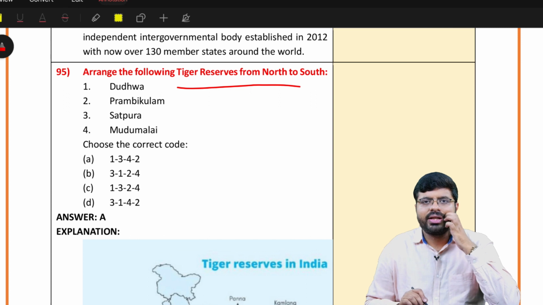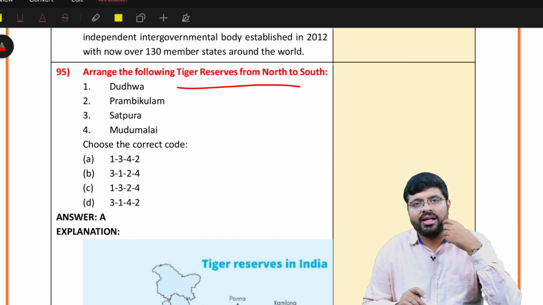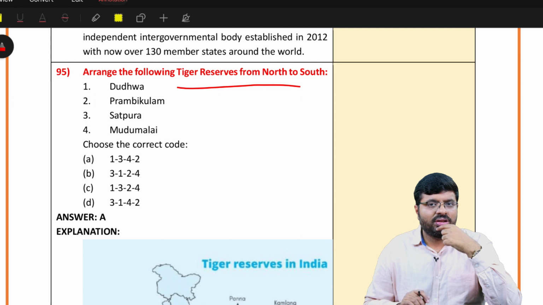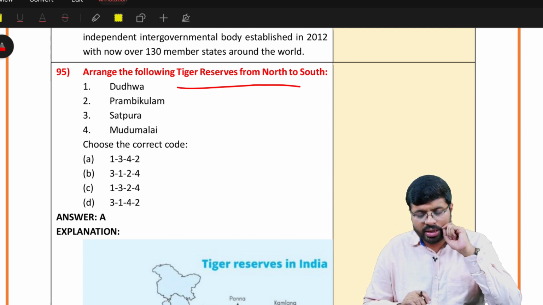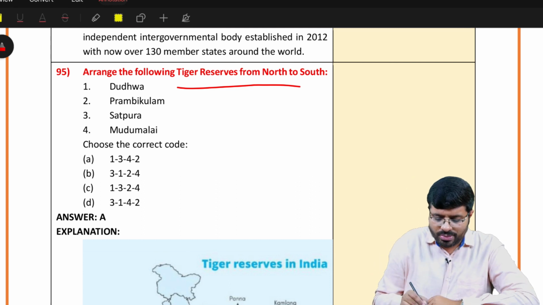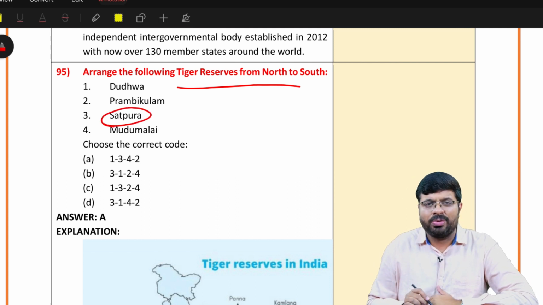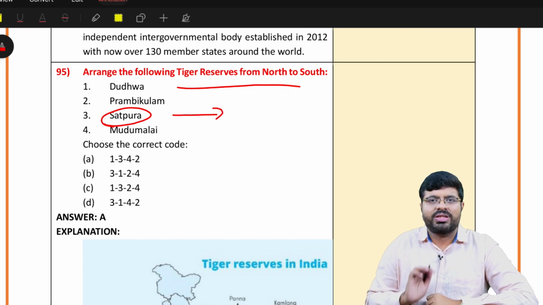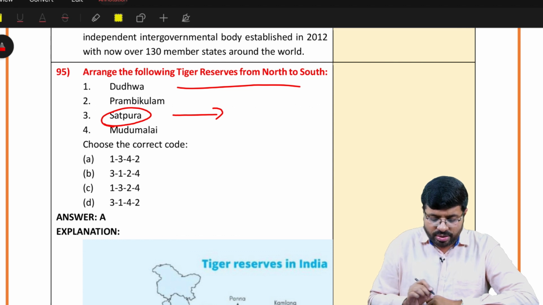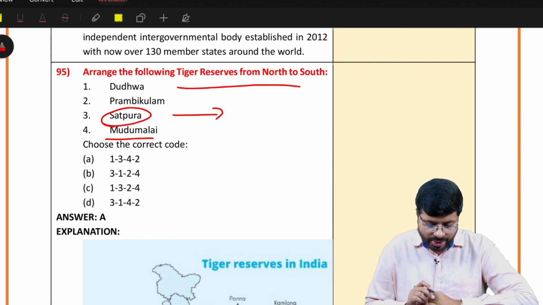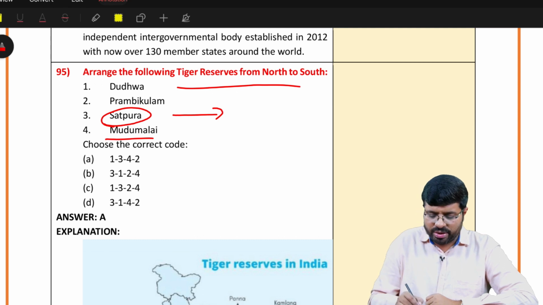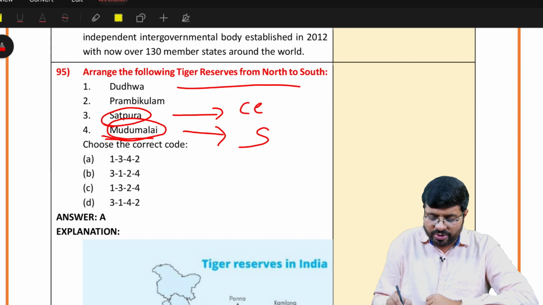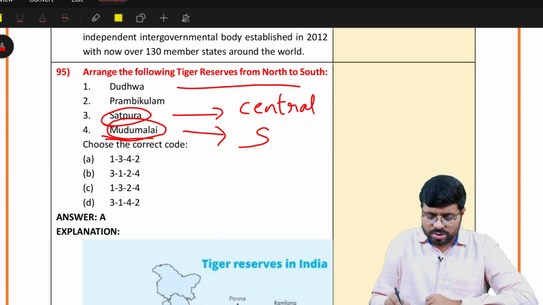Then question number 95. Arrange the following tiger reserves from north to south. Whenever you get such questions, there will be confusion because you haven't prepared map pointing. But with your knowledge, let us see what you can answer. Satpura. The moment you say Satpura, it means Madhya Pradesh, so it will be somewhere in the middle of India. That is the basic knowledge you should have. Mudumalai: from the name you can say it is south. Satpura central, Vindhya Satpura central. So Mudumalai south.